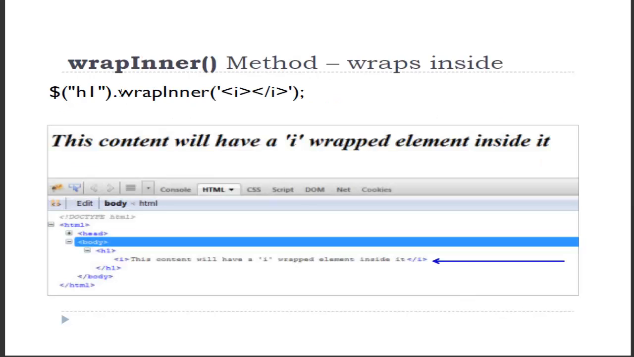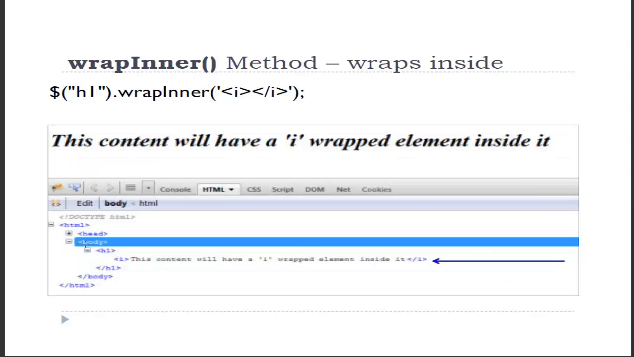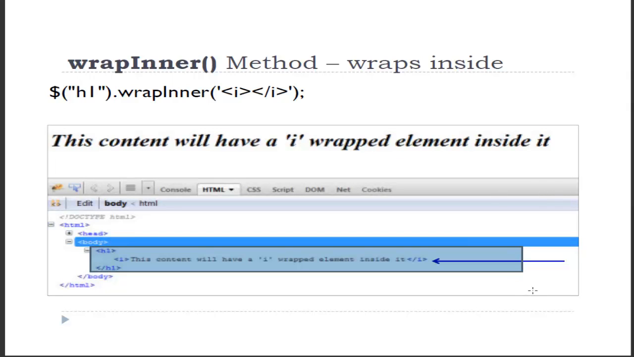Wrap inner, on the other hand, allows us to wrap an HTML element inside the selector. So it goes inside the HTML element. So here, if we wrapped an I around H1, we would see in the HTML web page that it is italicized, but to verify that that actually did go inside, we will use our Firebug and view the rendered code.